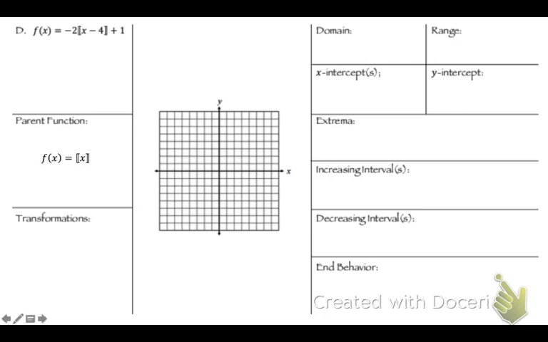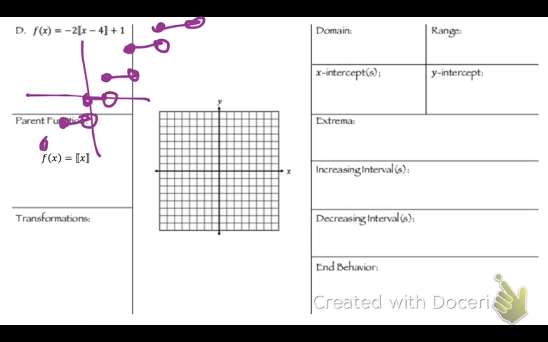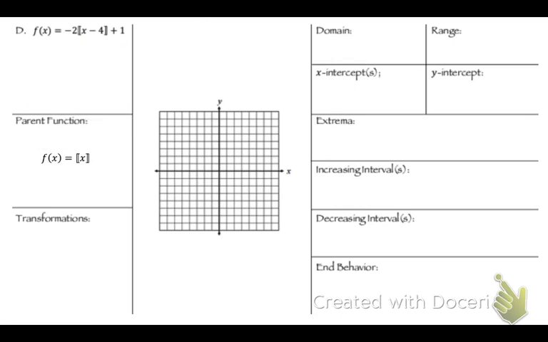Okay, this last one. So this is the step function. So it's going to be f of x equals the greatest integer of x. So that's just the step function. So basically, you start here, closed circle, open circle, closed circle, open, closed, open, closed, open. We went over this in class. Closed, open, okay?